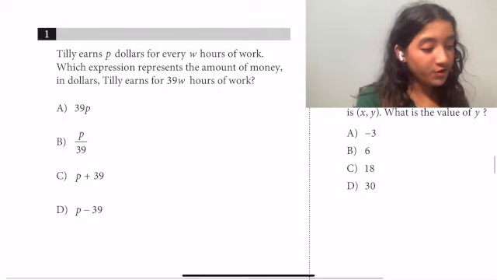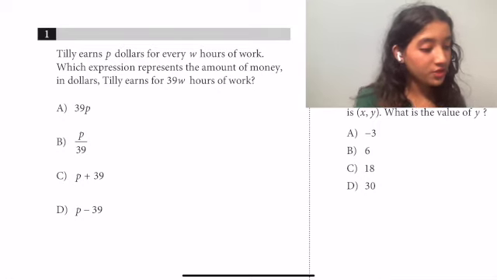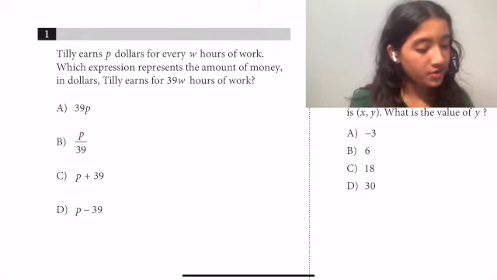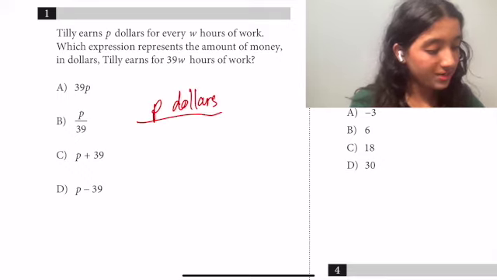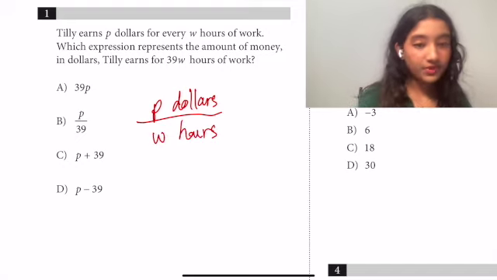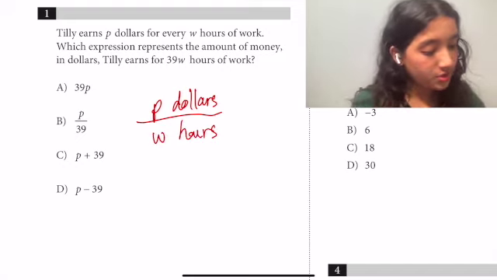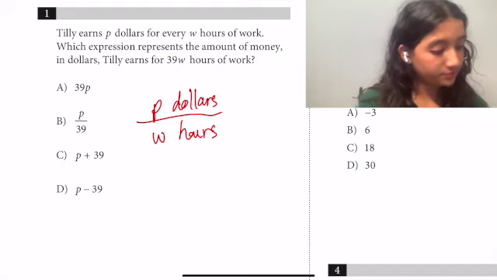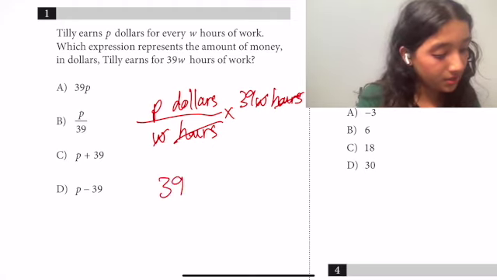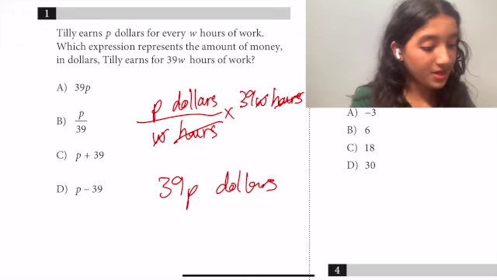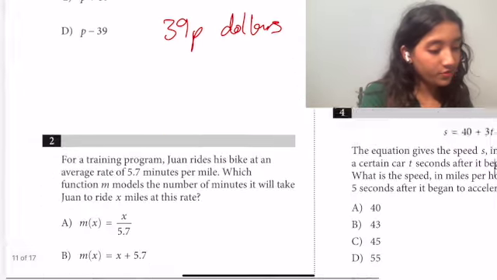Tilly earns P dollars for every W hours of work. Which expression represents the amount of money in dollars Tilly earns for 39 W hours of work? So we can just write P dollars for every W hours. And we have 39 W hours. So if we just multiply by 39 W hours of work, we see that hours cancel, and then our W cancels in the numerator and the denominator. And that leaves us with 39 P dollars. So that's option A. Moving on to number 2.